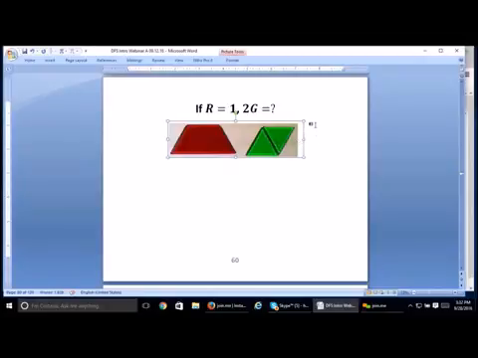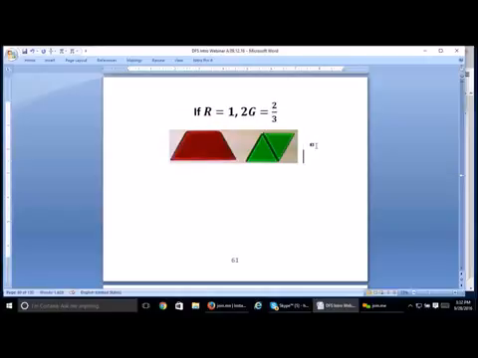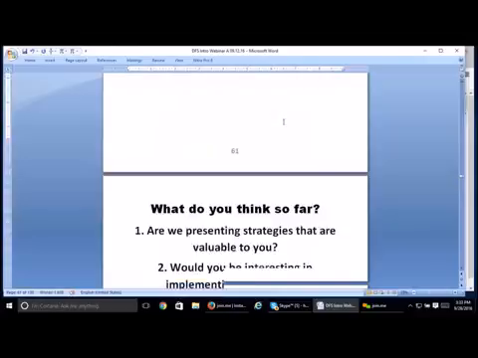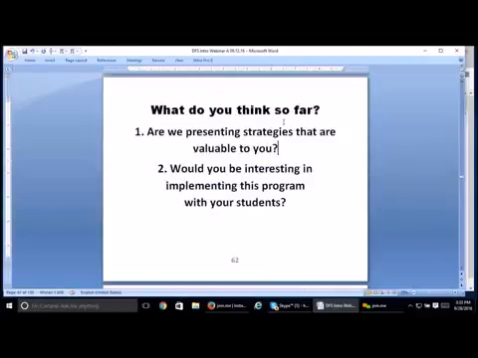Now, I am working with a 6th grader now, and she was able to answer this. At this point, I haven't determined if she's specially gifted or not, but I was surprised that she could answer this question very quickly. Okay, so if R equals 1, 2G is 2/3.